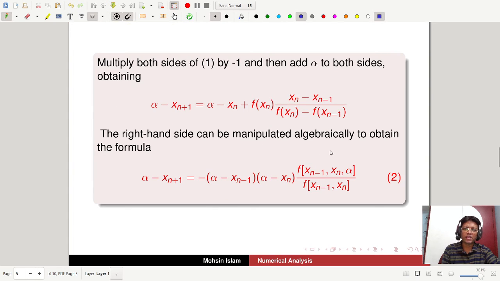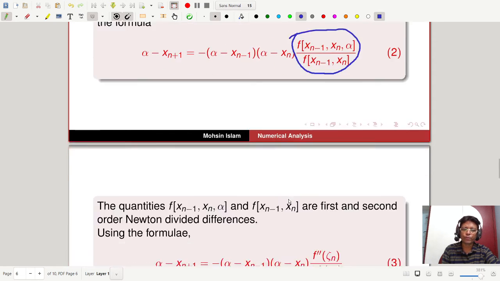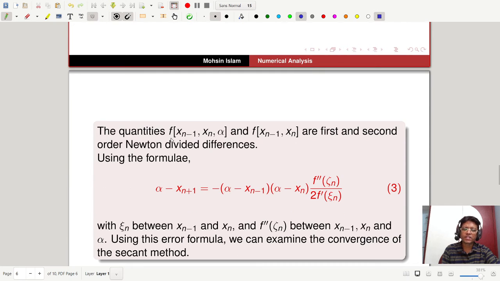You can apply the divided difference formula, third order, second order divided difference. You can algebraically manipulate it, and this will take the form 2. The quantities f of xn minus 1, f of xn minus 1 xn alpha and f of xn minus 1 xn are first and second order Newton divided differences. If you go to the chapter on Newton divided differences, you will see this type of thing.